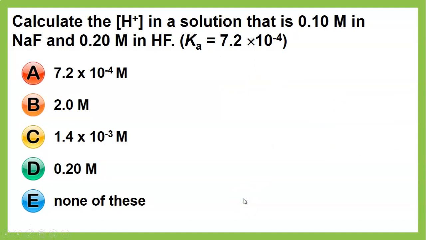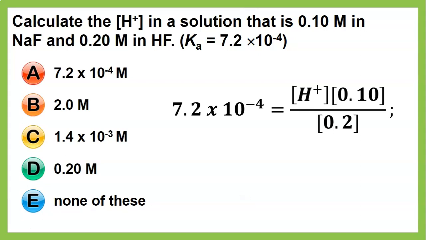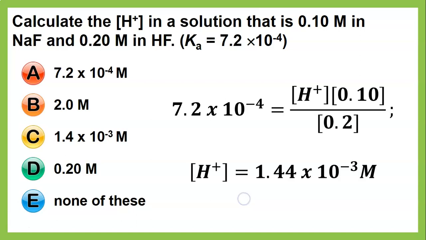So why don't you try to plug in the values and get a value for your hydrogen concentration. All right, so I've plugged everything in, and I find that my concentration is 1.44 times 10 to the minus 3. If you were to redo this problem and there wasn't a salt present, you would get a different concentration, wouldn't you?